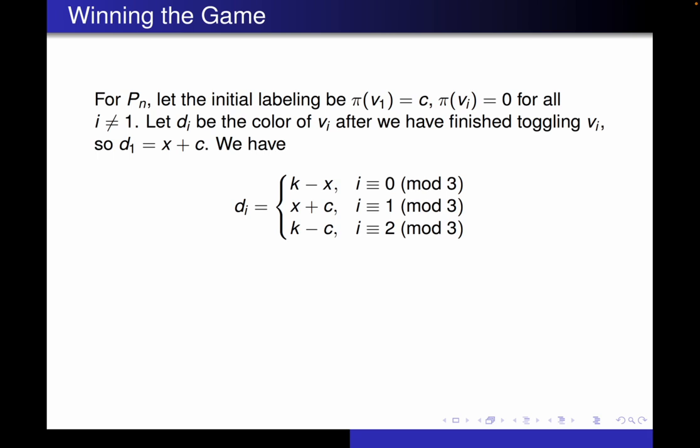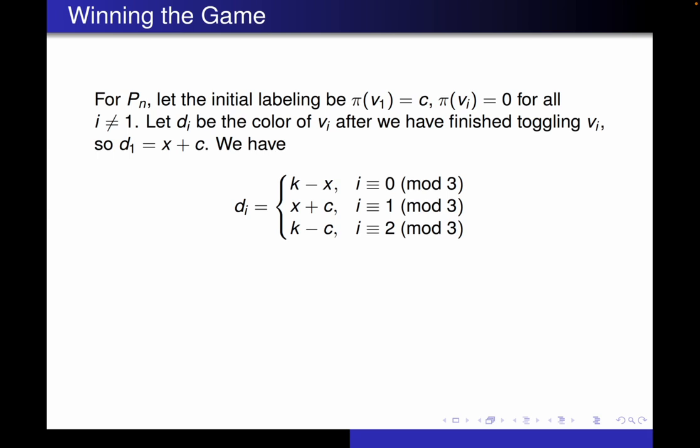If we toggle a vertex that's 0 mod 3, like V3, V6, V9, V12, etc., we're going to end up with k minus x. If we get to 1 mod 3, we get x plus c. And if we toggle one that's 2 mod 3, like 2, 5, 8, etc., then we get k minus c. And so what we have to think about is, how am I going to win this game? Well, it's going to depend on what happens after you toggle the last vertex. If you toggle the last vertex and it's off, then you win the game. And if it's not off, then you don't win the game.